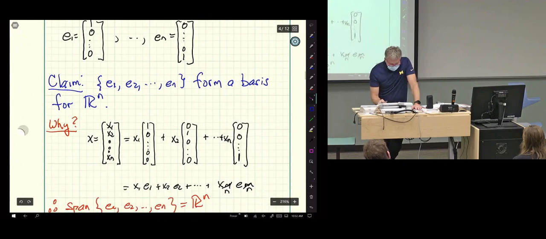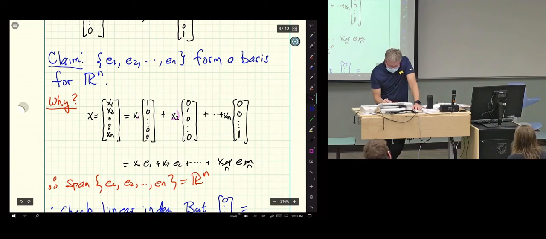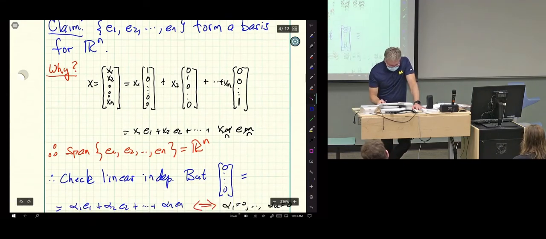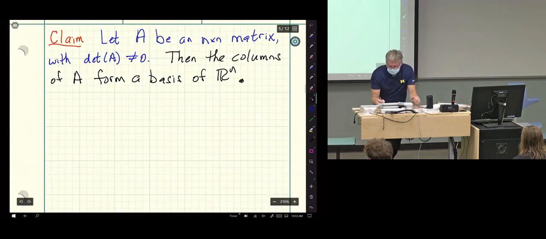When it's the identity matrix, finding the coefficients, so I could write a general X as a linear combination, wasn't very hard. And then proving linear independence wasn't very hard either. So it's going to be a little bit different, but we're going to use facts that we know about solutions of linear equations. So it's the same proof.